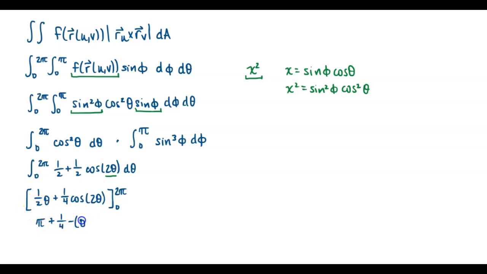minus 0, and cosine of 0 is 1. And so I get 0 plus 1/4. And so this is just going to leave us with pi.